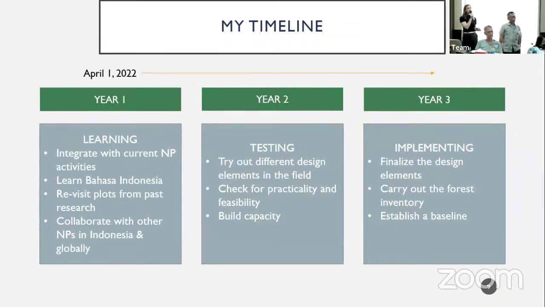And then finally, in year 3, let's finalize it, let's do it, and let's establish a great baseline for this permanent system. That's my vision. I'm happy to hear your thoughts.